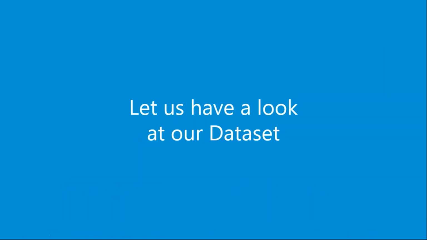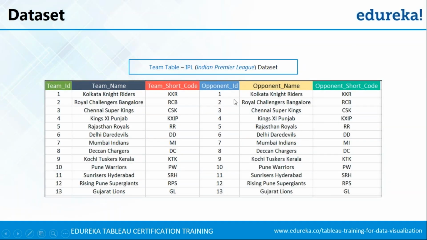Now let's have a look at the data set that we'll deal with. So the first data set that we have is the team table. We have a team ID, and for every team ID there is a corresponding team name. The team ID of Kolkata Knight Riders is 1, for Royal Challengers Bangalore it's 2, and so on. And there is also a team shortcode to identify each of the teams. So for Kolkata Knight Riders it's KKR, similarly RCB, Chennai Super Kings are CSK.